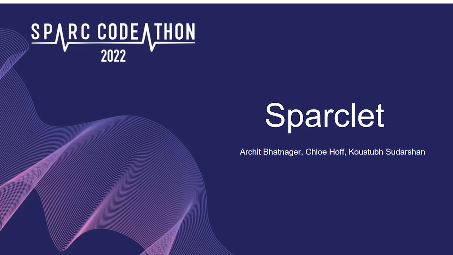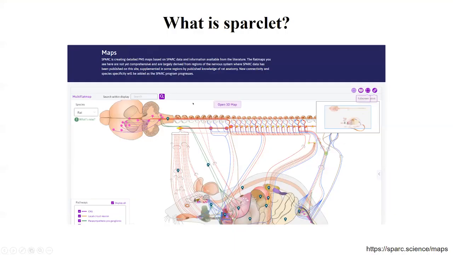So here I'm going to present to you the SPARClet library, the packaged Python library that we wrote. That was done by me, Arshit Bhatnagar, Chloe, and Kaustubh Sudarshan, all together in Team 4 on the SPARC Codeathon 2022. So what exactly is SPARClet? As Sue already introduced flat maps, these are maps that have been generated by SPARC to integrate the information for the peripheral nervous system from all the different data sets available.